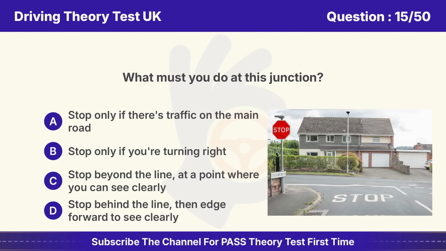Question 15. What must you do at this junction? Option A. Stop only if there's traffic on the main road. B. Stop only if you're turning right. C. Stop beyond the line, at a point where you can see clearly. D. Stop behind the line, then edge forward to see clearly.